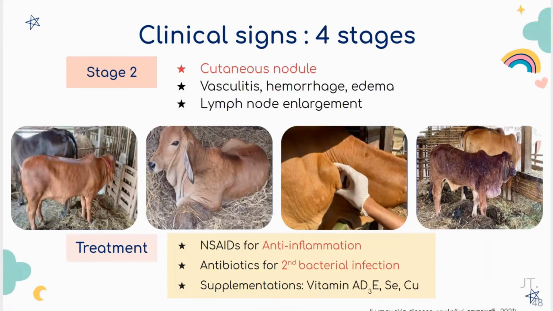And stage 2: cutaneous nodules about 2 to 5 centimeters develop within 48 hours after the febrile reaction. Other signs are lymph node enlargement, hemorrhage, edema, and vasculitis. At this stage, NSAIDs and vitamin supplementation are still recommended. In case of secondary infection, antibiotics should be used.